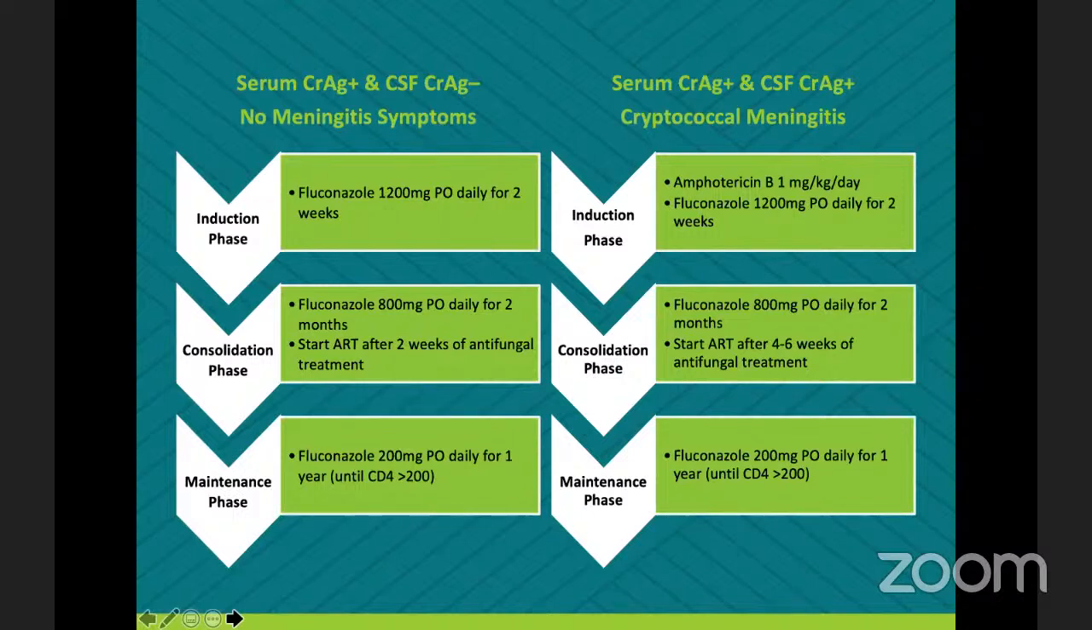Following which, after these 2 weeks, the fluconazole can be decreased to 800 milligrams daily for 2 months. And then you would consider starting the ART after 4 to 6 weeks of having started this antifungal treatment. And then the patient can be down referred to more of a primary healthcare level, in which case the fluconazole will be continued at 200 milligrams daily for 1 year, or again until the CD4 count is more than 200.